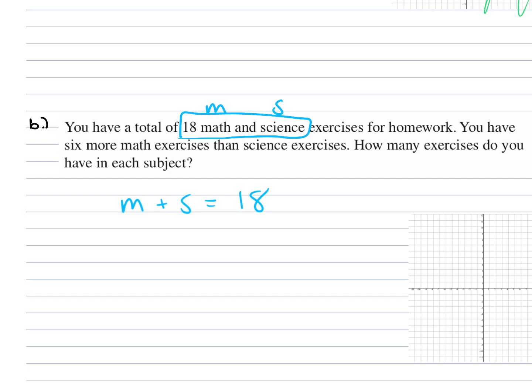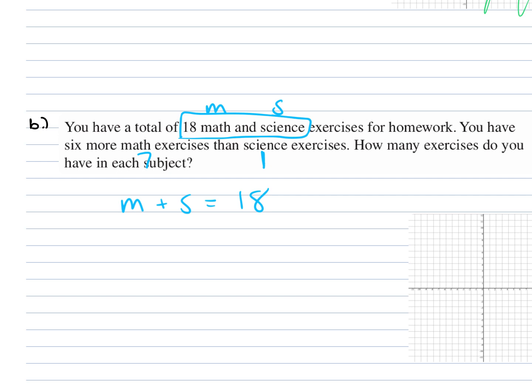Now we have 6 more math exercises than science exercises. How could I write that in terms of M and S? So let's just say I had 1 science exercise, just to practice. If I have 6 more math than science, how many math ones am I going to have? 7. 6 more than 1.